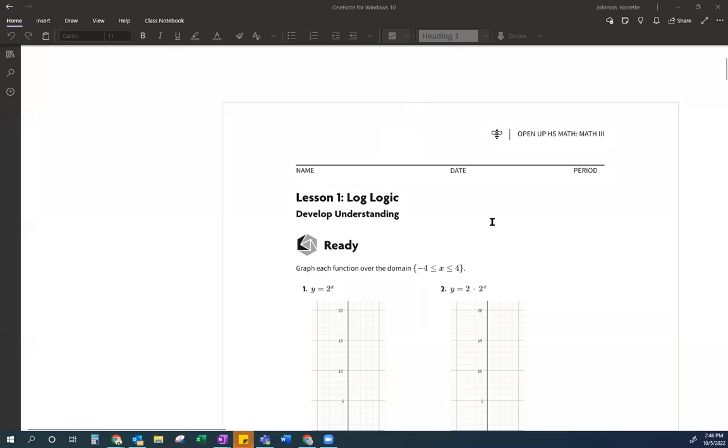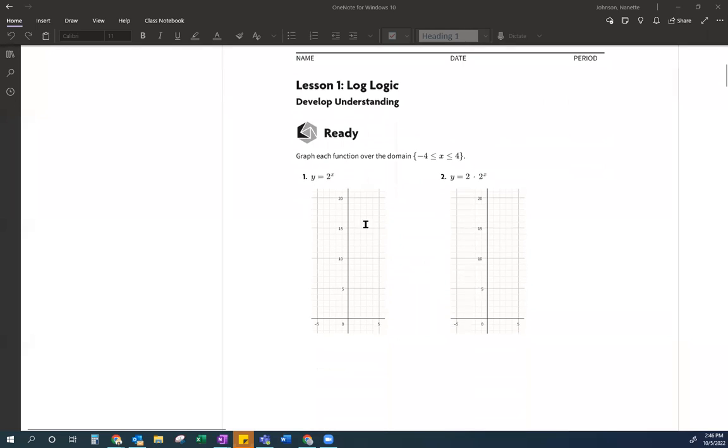Okay, so we're going to go over 2.1, a bunch of questions here. So 1, 3, 5, 12, 22, and 25. The very first question is graph the function over the domain, which sounds really crazy, but in reality, they just want you to graph in a very small window from -4 to 4.